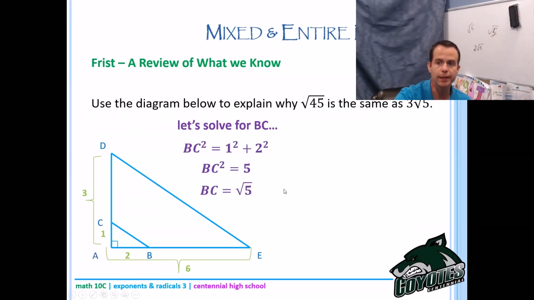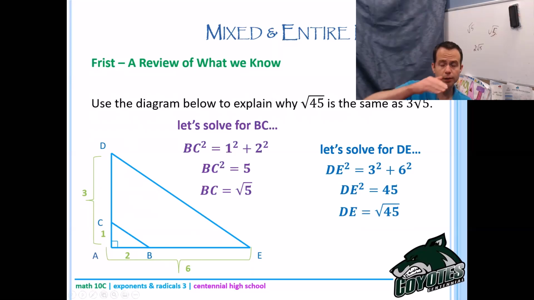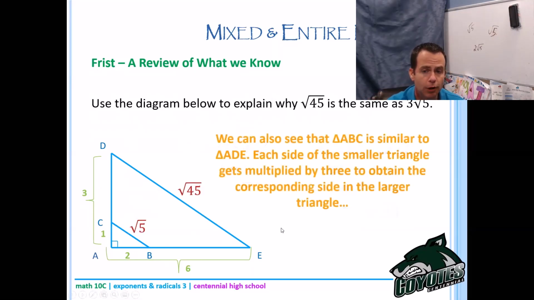Now, I don't want to put that in my calculator. I'm going to leave that as an exact value and just call it root 5. Now we're going to solve for DE. I've got 3 squared plus 6 squared equals DE squared. So 3 squared is 9 and 6 squared is 36. I add those together and I get 45. So DE, that hypotenuse length there, is the root of 45. Okay, so let's put those on my drawing.